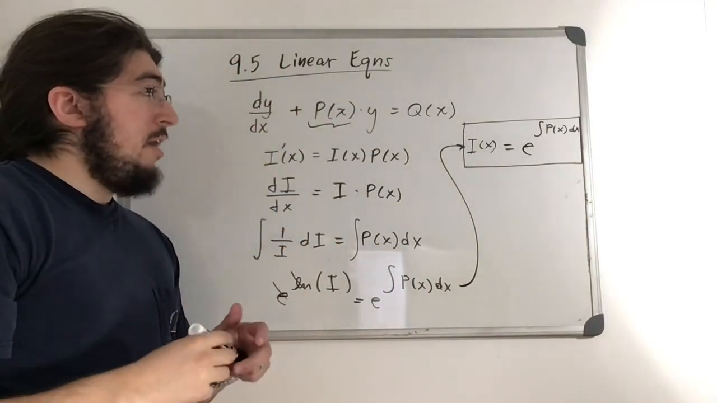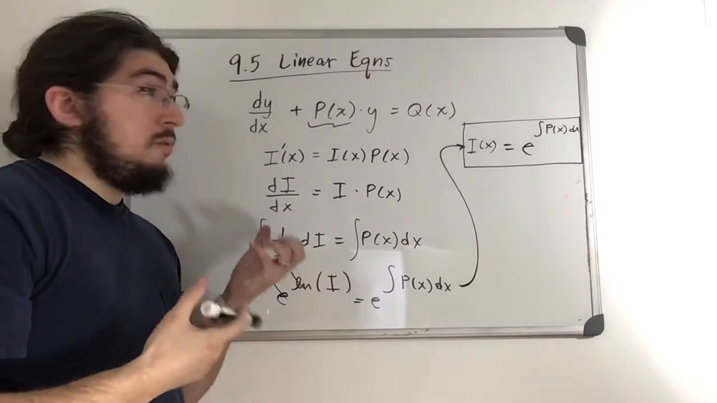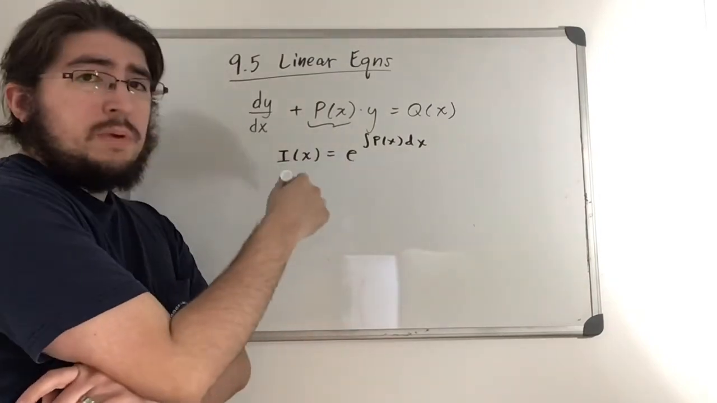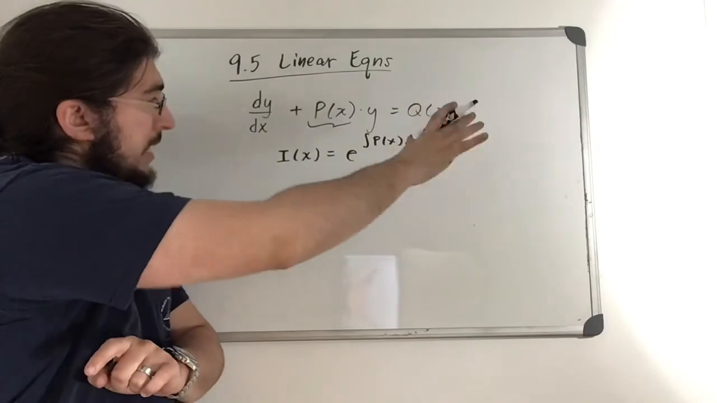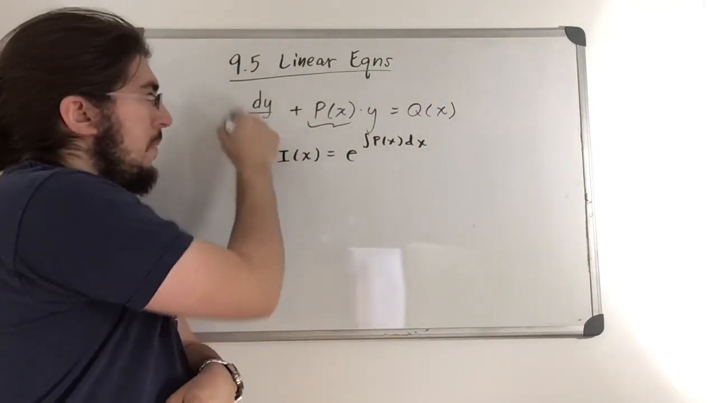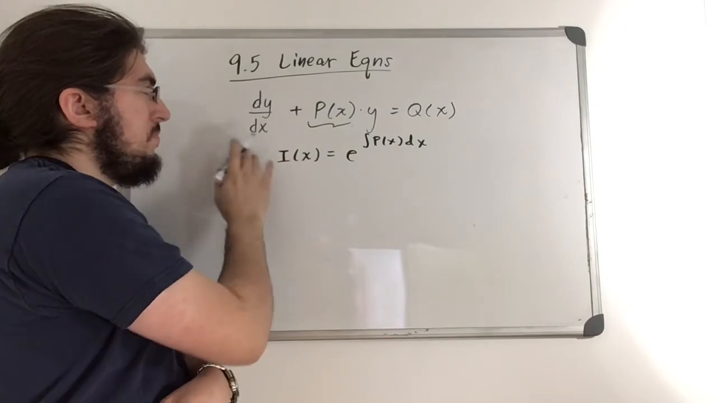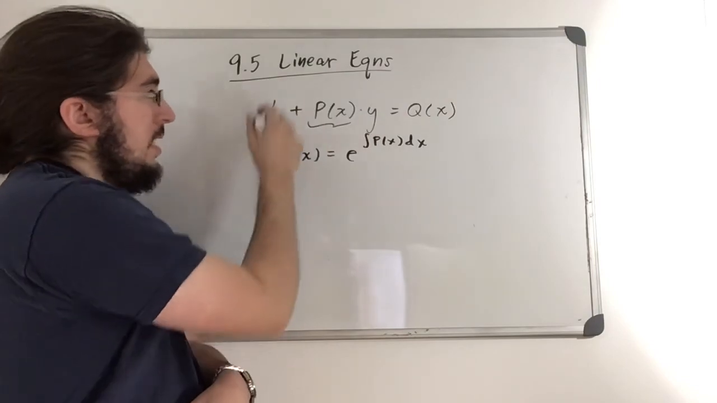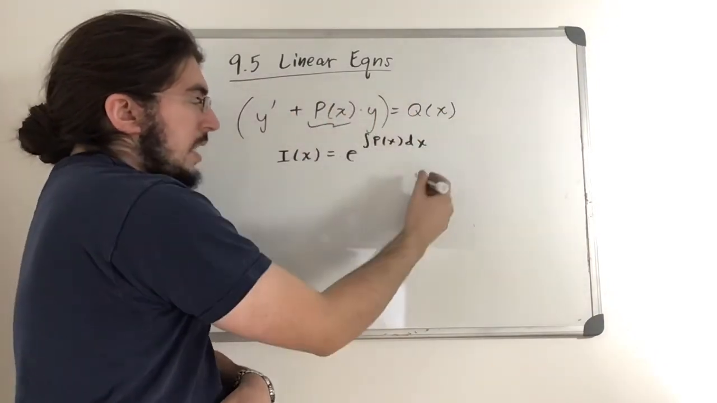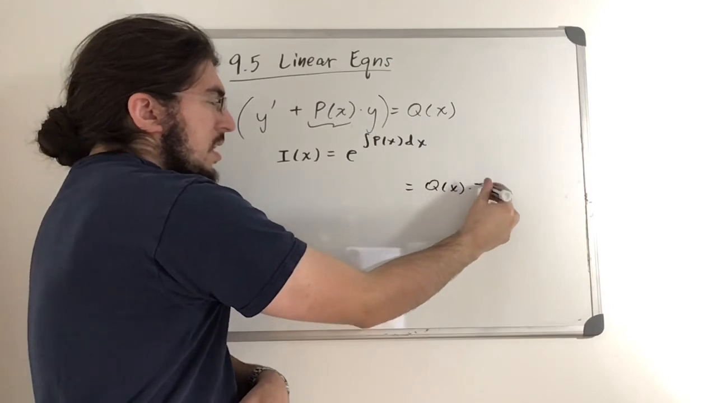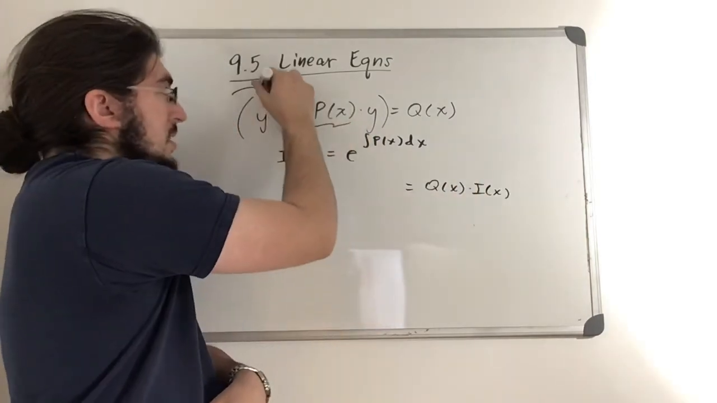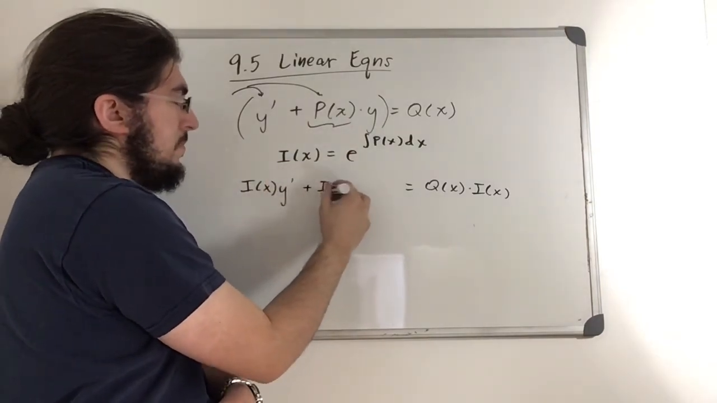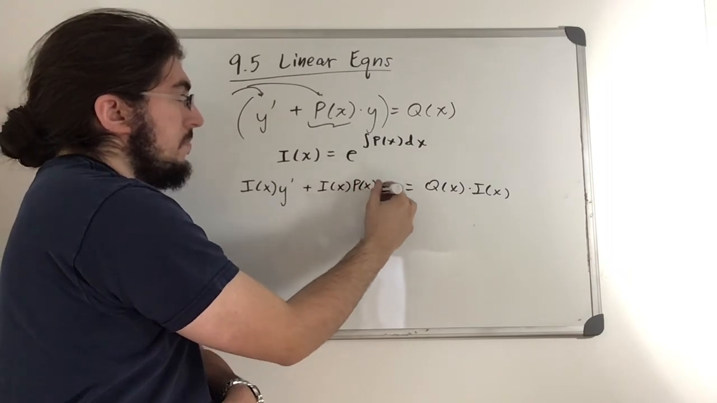Great. And now if you multiply both sides by I of x, you'll indeed get what we want. Recall I of x was e to the integral of p of x dx. Now remember, this is just y prime, so I'll rewrite it as y prime. Multiply both sides by I of x. On this side, we'll just get q of x times I of x. On the left, I'll distribute the I of x into each of these, so it's going to be I of x y prime plus I of x times p of x times y.